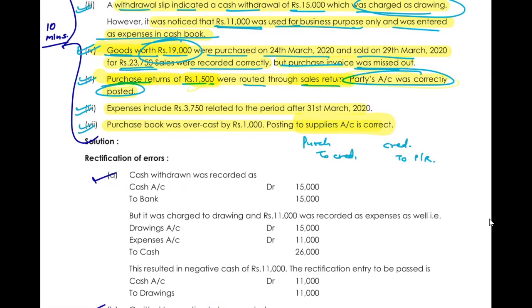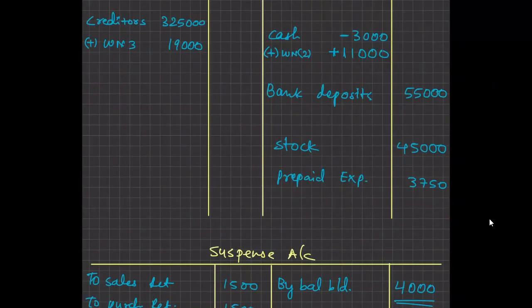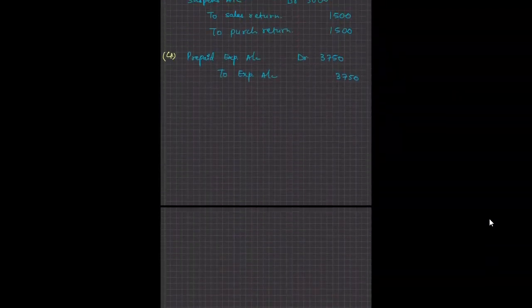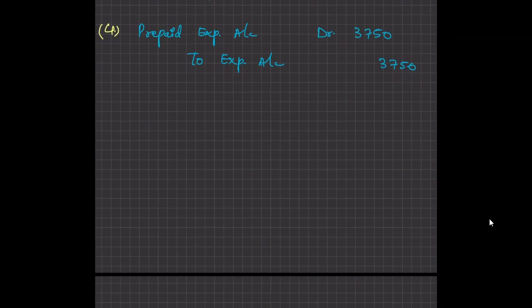The last part, purchase return was overcast by, oh, sorry, purchase book, not purchase return. Purchase book was overcast by 1,000. That 1,000 purchase is extra booked. Now you have to reduce that. So we'll use the suspense account again. So what shall be the general entry? If you want to reduce the purchases, you need to credit the purchases. So your purchases account will be credited by 1,000 and your suspense account will be debited by 1,000.